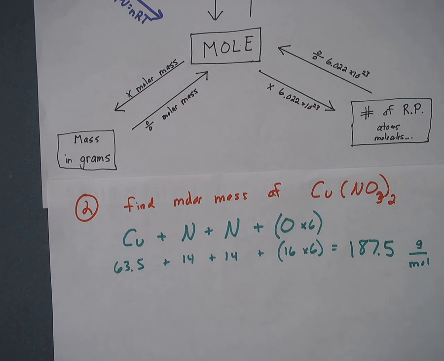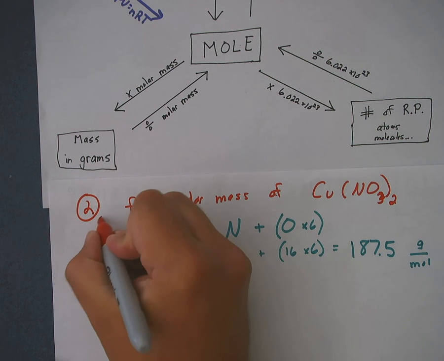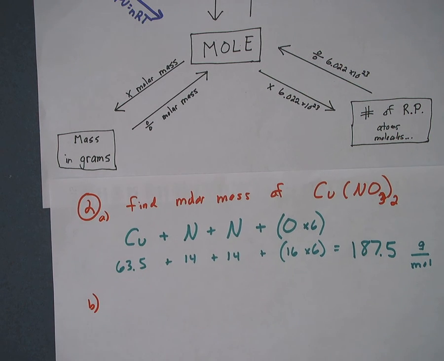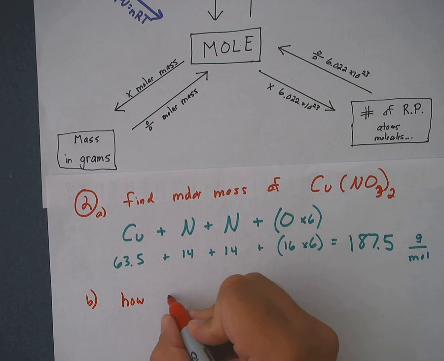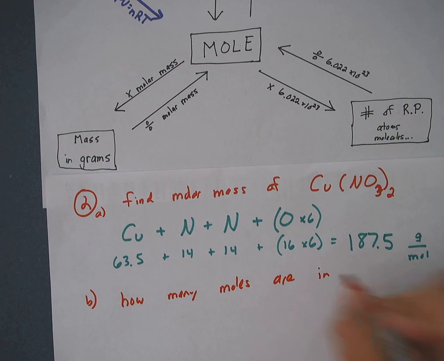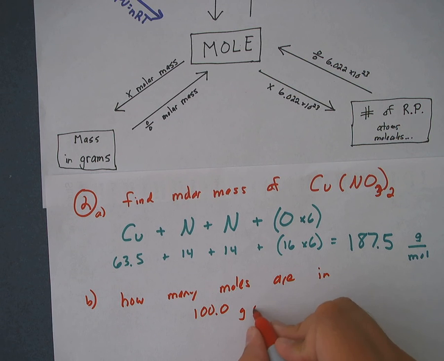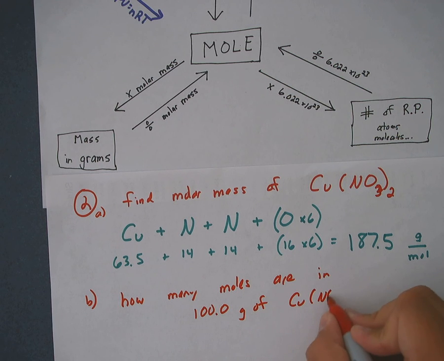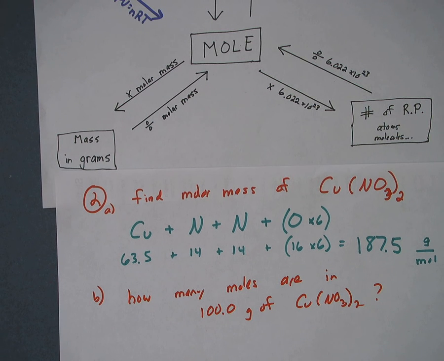So let's continue with the same chemical since we have it to make the video efficient here. All right. So let's say that this is like maybe 2A. Let's say we have part 2B. And the question was, well, how many moles are in 100.0 grams of copper 2 nitrate? And I put in the 100.0 just so we have 4 significant figures to kind of guide this.